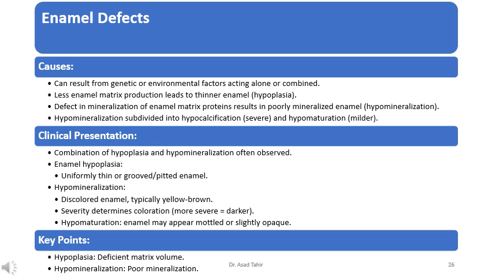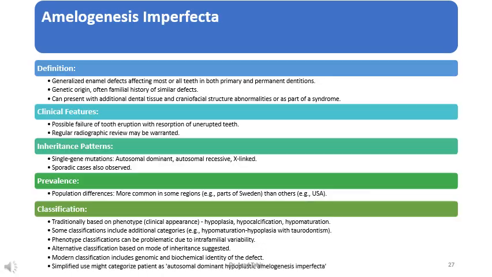Enamel hypoplasia: uniformly thin or grooved/pitted enamel. Hypomineralization: discolored enamel, typically yellow-brown. Severity determines coloration, more severe equals darker. Hypomaturation: enamel may appear mottled or slightly opaque. Key points. Hypoplasia: deficient matrix volume. Hypomineralization: poor mineralization.